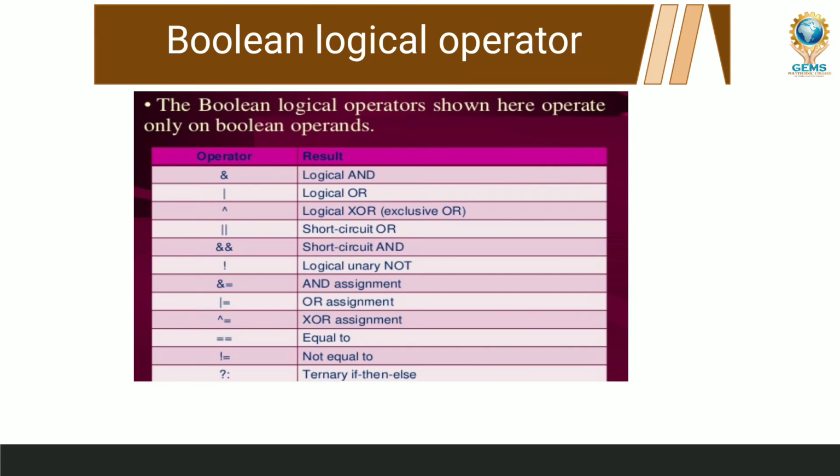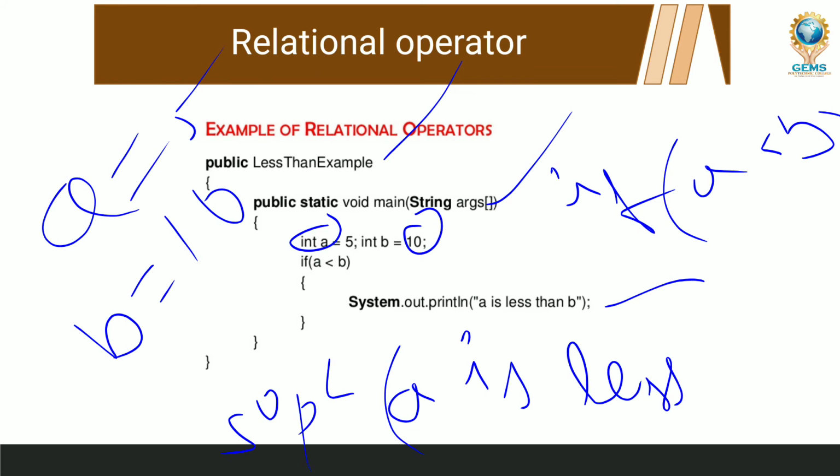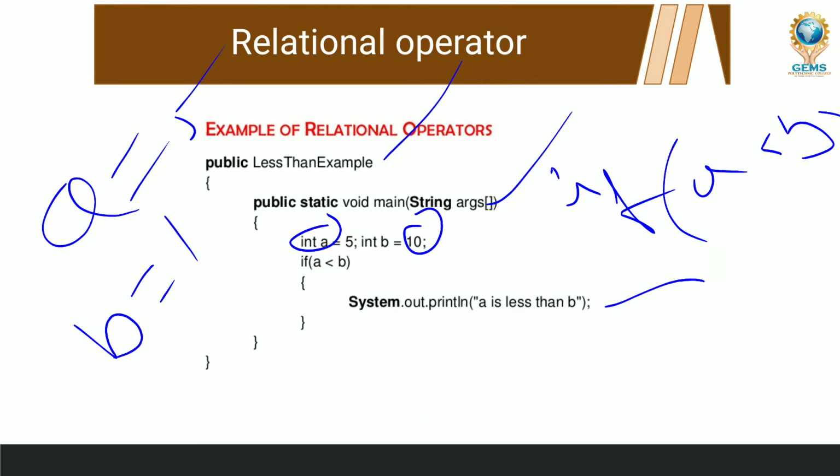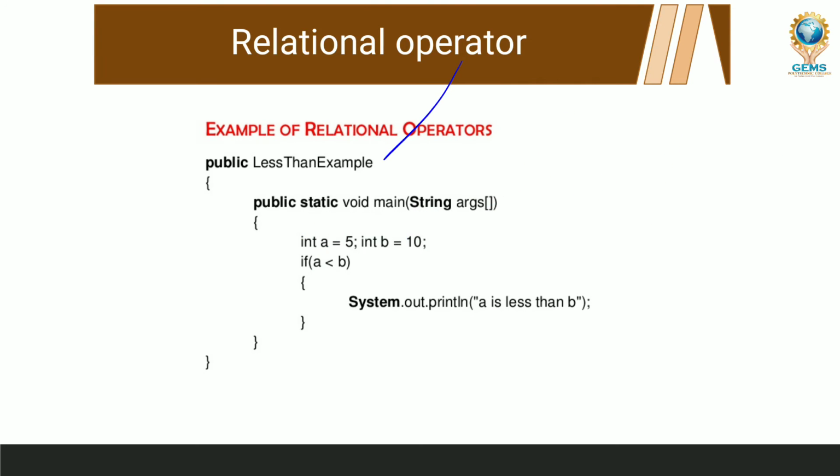What is the output? It will give the output: A is less than B. This is the output. So what is it used for? Comparing two values. What is the relational operator here? A less than B, this is the relational operator.